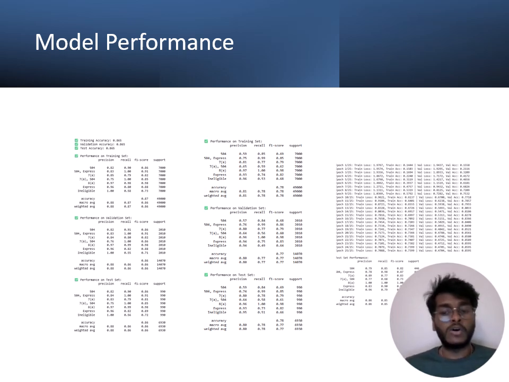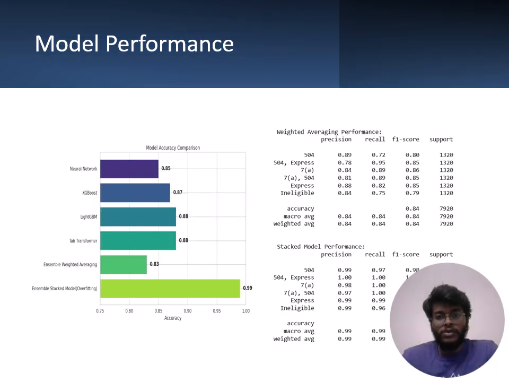But it doesn't matter because it's a non-profit loan, so we can easily classify it. On the right side, as you can see, it is the classification report for the ensemble technique. And on the left side, I've included a model accuracy comparison plot where you can see the last one, the ensemble stacked model. It is overfitting as it is getting 99% accuracy, while the ensemble weighted average technique performed pretty well as it got 83% accuracy.